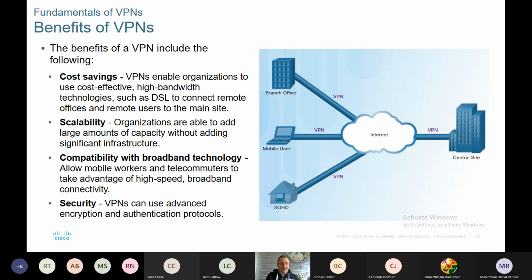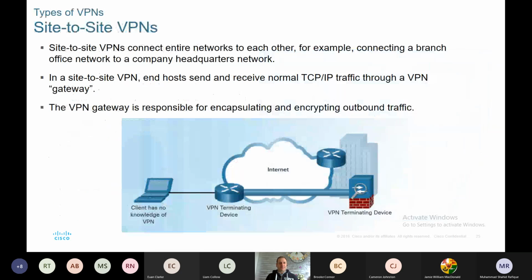Okay, yeah, you can add security. You can use advanced encryption and authentication protocols along with your VPN as well to make it extra secure. So a site-to-site VPN basically connects one network to another, such as a branch office network to a company's headquarters network. In a site-to-site VPN, the hosts just receive normal TCP/IP traffic, and it's from one public-facing router to the other public-facing router that the VPN is created. So it's created on that point-to-point link.